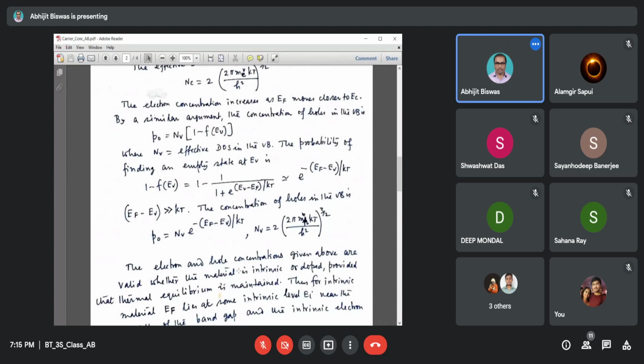So therefore, in a simplified form, the hole concentration can be given by P0 equal to NV e to the power minus (EF minus EV) by KT, where NV equal to 2 into (2 pi mh* KT / h-cross squared) whole to the power 3/2. mh* is the effective mass for holes. So is it clear? Yes, sir.